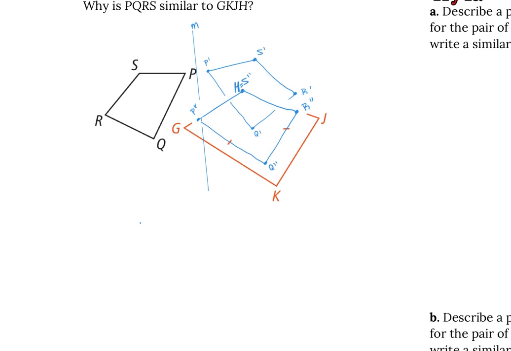Okay, so what I did here to get my images similar is I did a reflection. So I reflected across that line M that I created. After that reflection, we did a translation. That's where I duplicated that image and I just slid it so that my S prime prime matched up with the H. And then after we do that translation, after we have our prime prime image, then we would do a dilation to increase the size so that it matched with our GKJH.